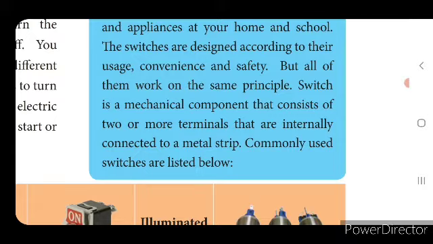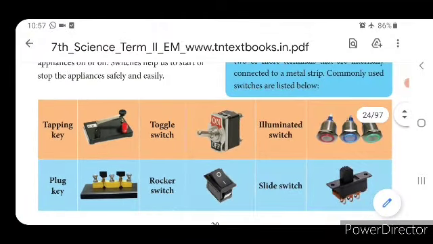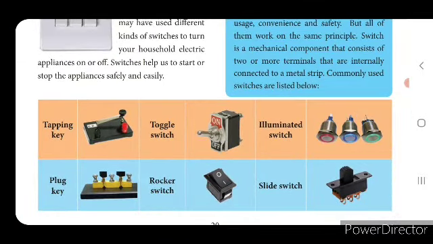Children, commonly used switches are given below. The pictures of the switches are given below: tapping key, toggle switch, illuminated switch, plug key, rocker switch, slide switch. You might have seen these in different places. Switches differ in size, shape and structure based on where they are used. In industries and factories, the switches will be in a different form.